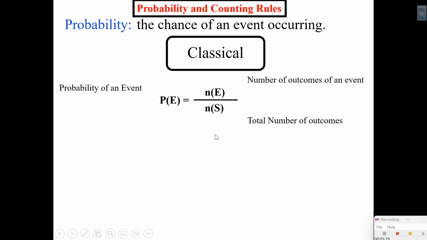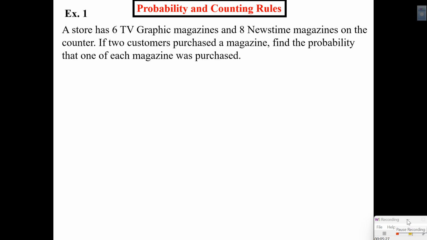Example number 1. Copy the problem, please, so that you can have it as an example. It reads, a store has 6 TV graphic magazines and 8 news time magazines on the counter. If 2 customers purchase a magazine, find the probability that one of each magazine was purchased.